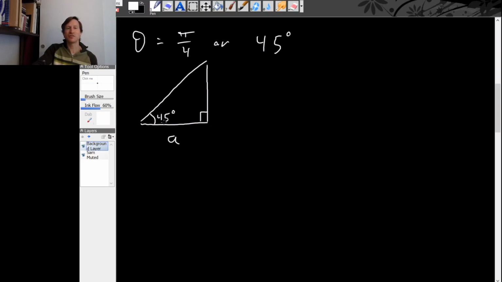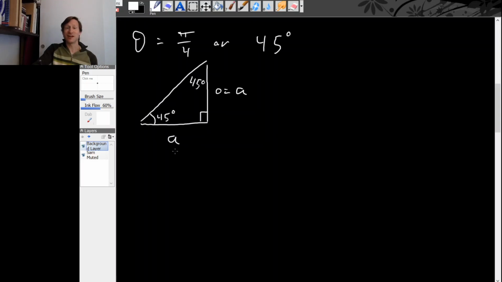We have 45 degrees and another 90 degrees for the right angle, so that means this upper angle also has to be 45 degrees. So this is an isosceles triangle, since it has these 2 angles that are the same. But in an isosceles triangle, the sides opposite the equal angles also have to be equal. So this opposite side actually is the same as the adjacent side.